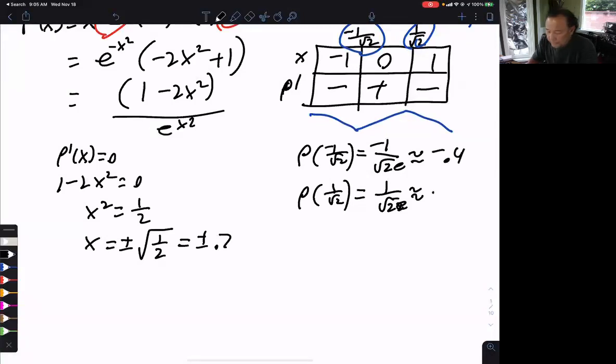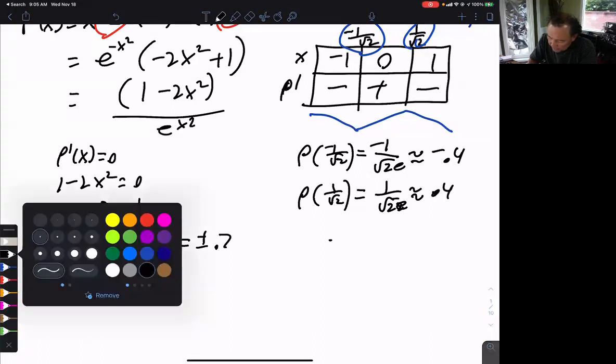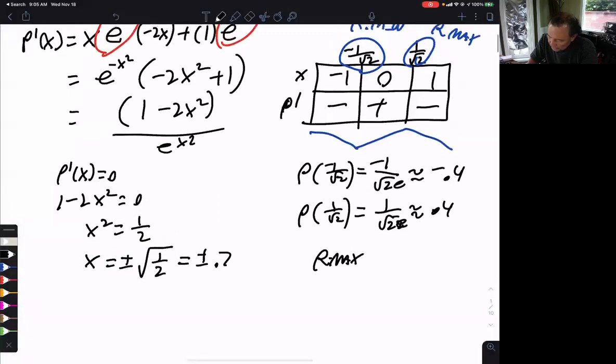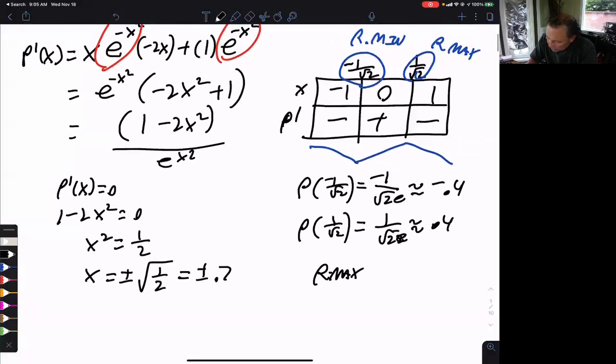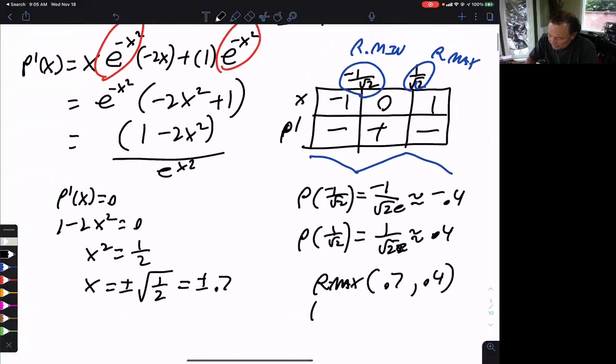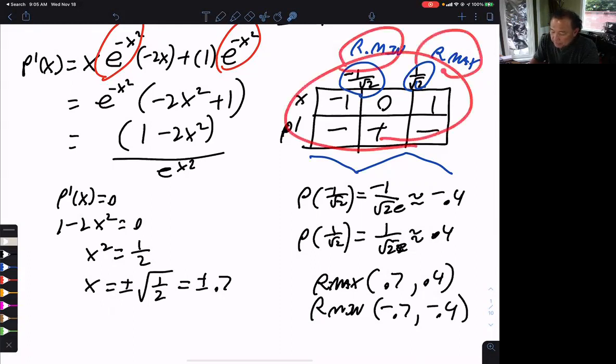So I'm going to graph those points. So my max and min are approximately, our max is going to be approximately 0.7 and 0.4. And our relative min is going to be negative 0.7 and negative 0.4. So I just found that using the first derivative test here. I found my relative min, relative max. I just plugged it into the original equation in my calculator to get those values.